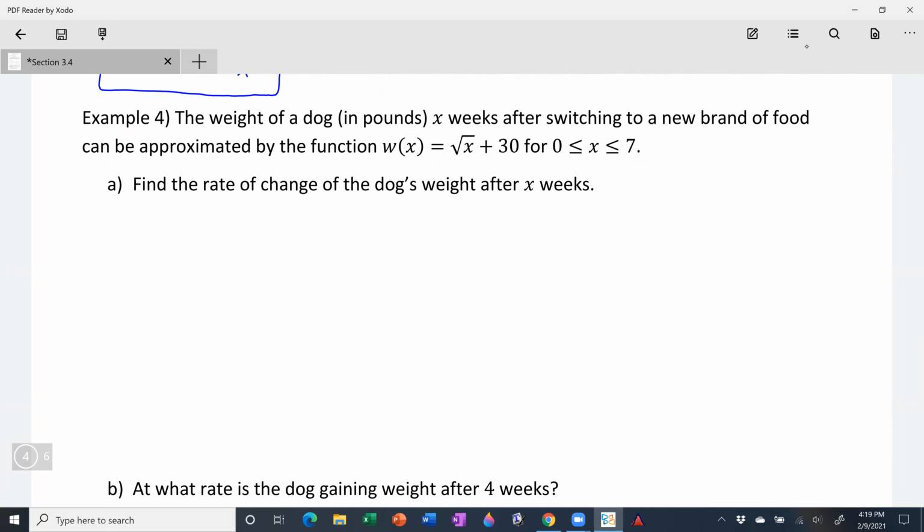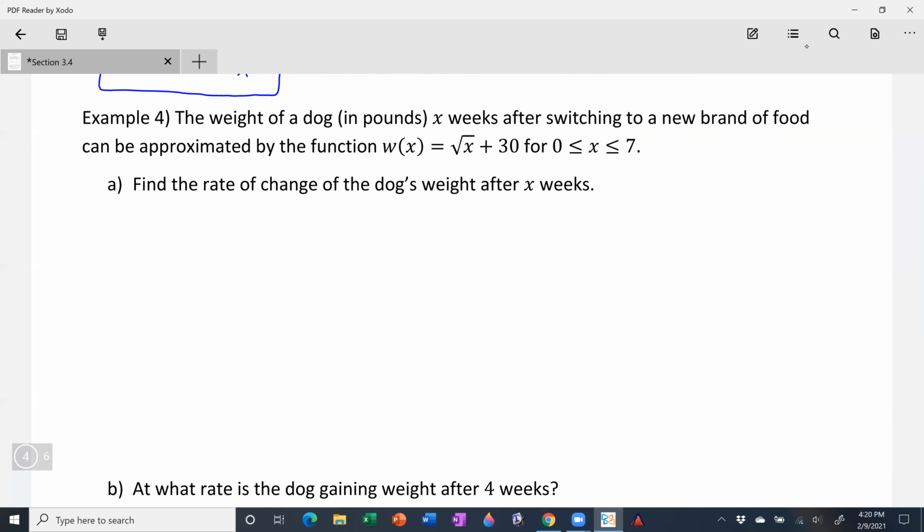Okay, a little bit of an application. So the weight of a dog in pounds, X weeks after switching to a new brand of food can be approximated by the function W of X equals square root X plus 30 for 0 less than or equal to X less than or equal to 7. Okay, so just some kind of weight function, and we got 0 to 7 in weeks. Okay. So here we go.